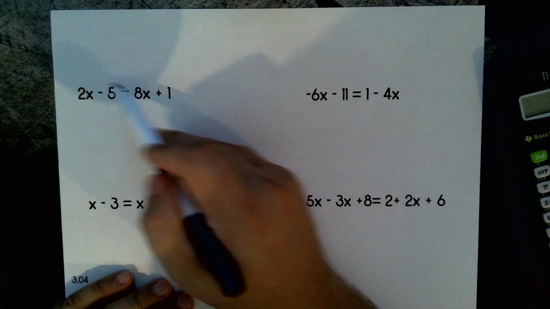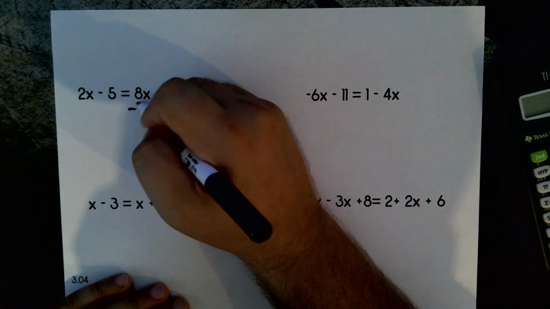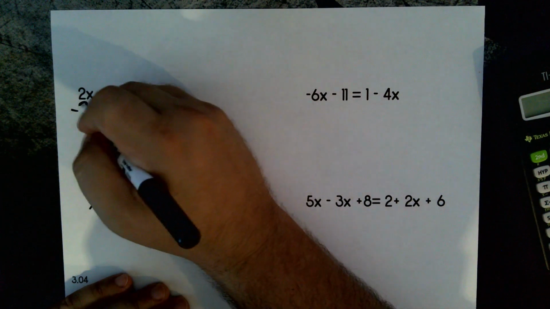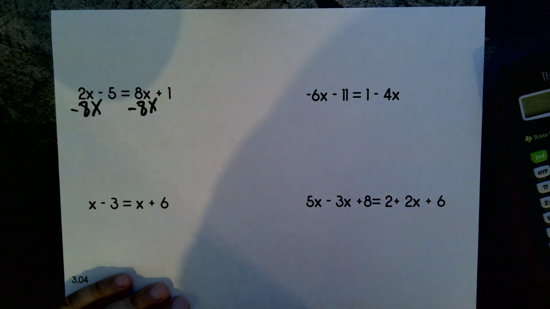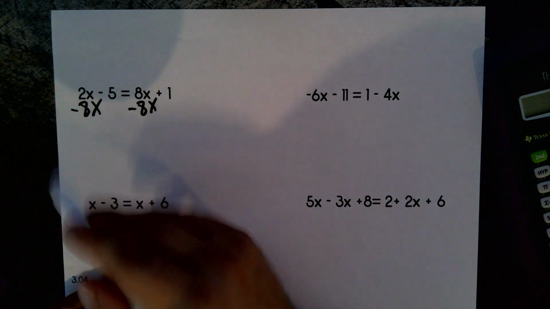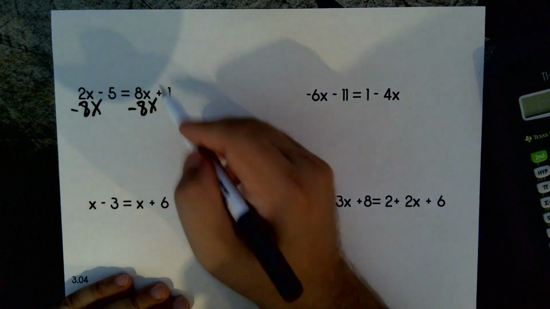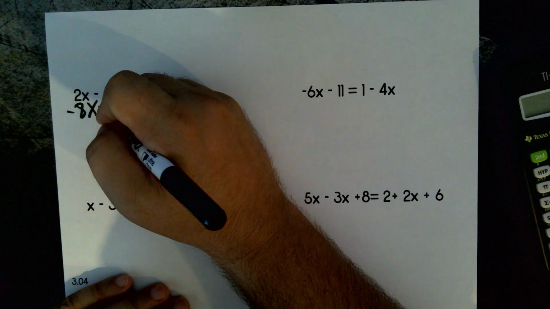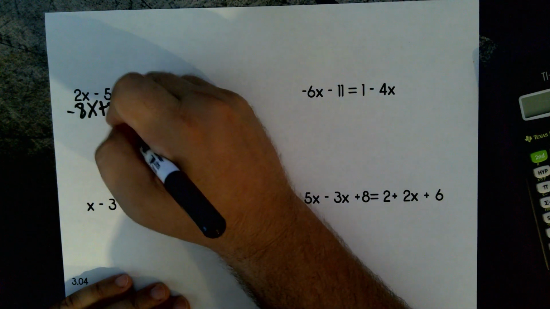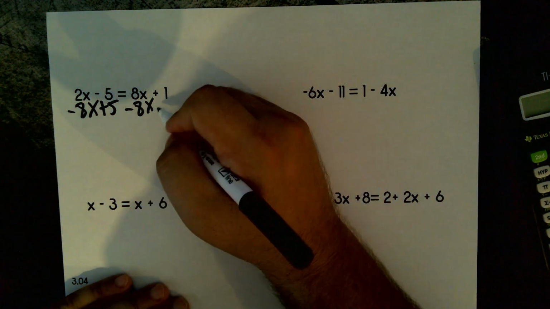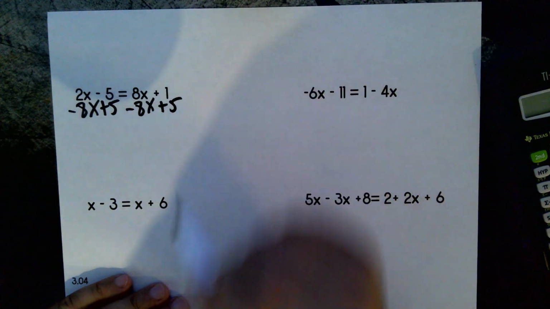So I need to move the 8x to the left side. And you want to put it right underneath its like term, the 2x. So since I'm moving all the variables to the left, whatever else I need to put on the right side, and that's this minus 5. So to put them on the right side, I do inverse operations. I need to add 5 to both sides.